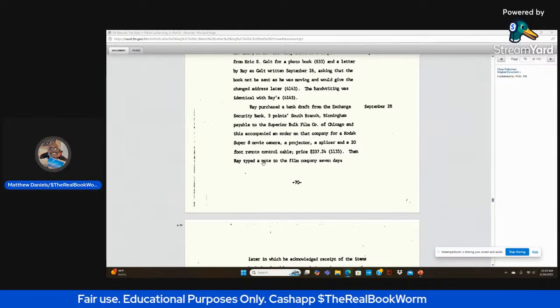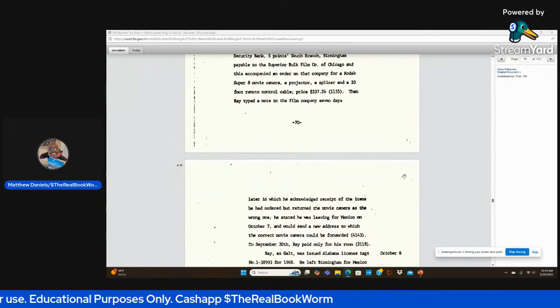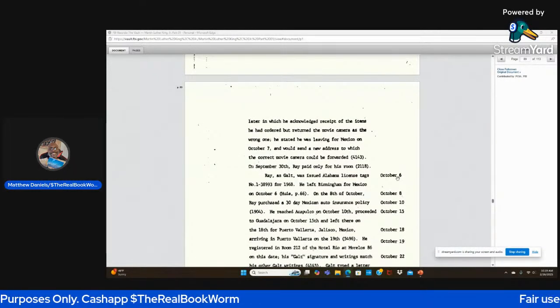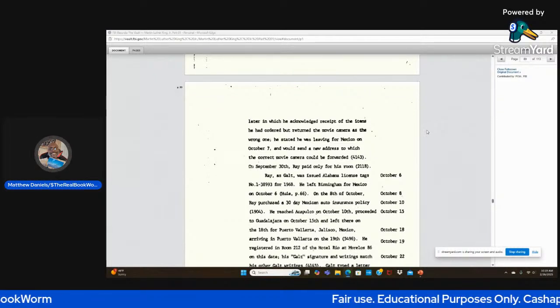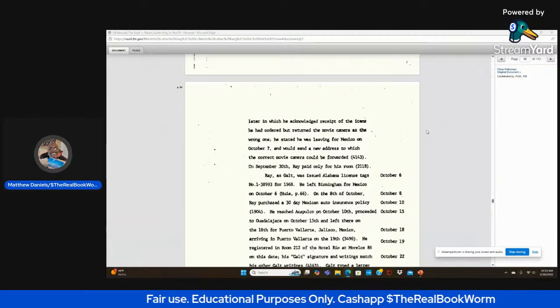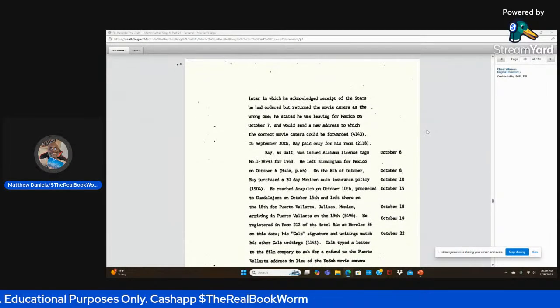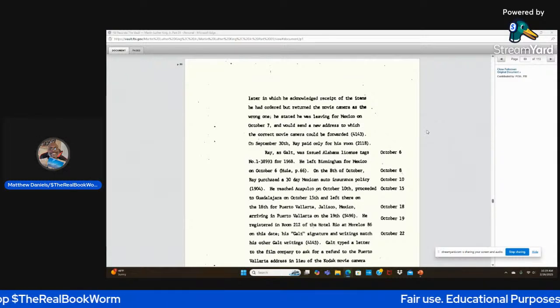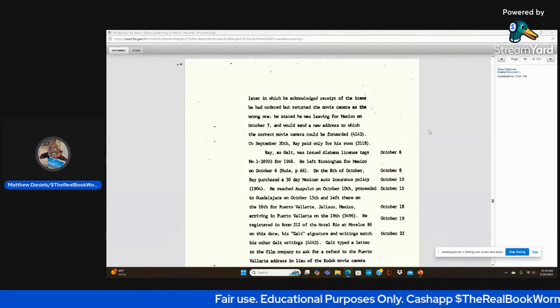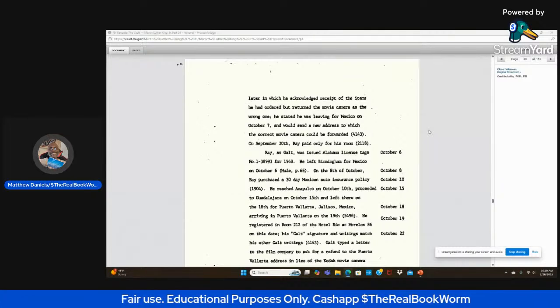Then Ray typed a note to the film company 7 days later in which he acknowledged receipt of the items he had ordered, but returned the movie camera as the wrong one. He stated he was leaving for Mexico on October 7th and would send a new address to which the correct movie camera could be forwarded. On September 30th, Ray paid only for his room.